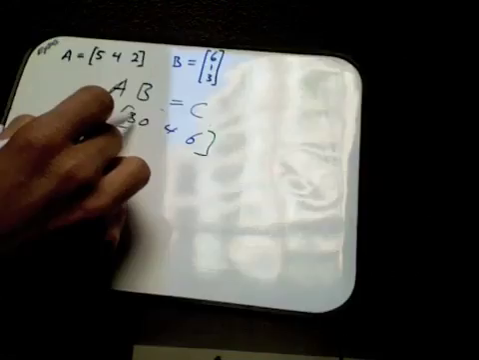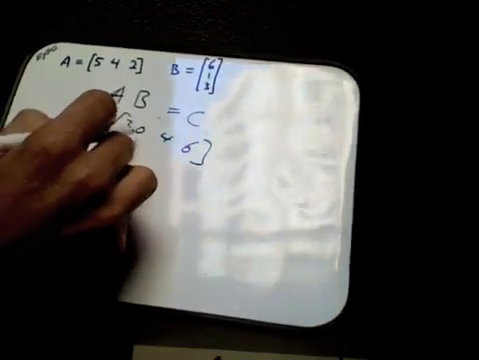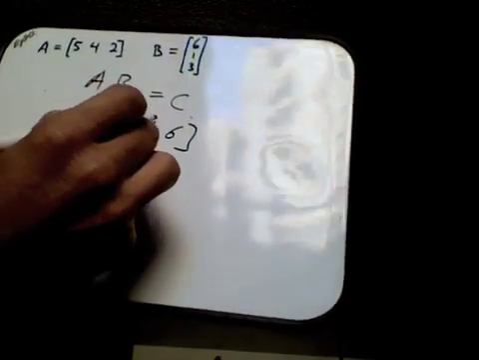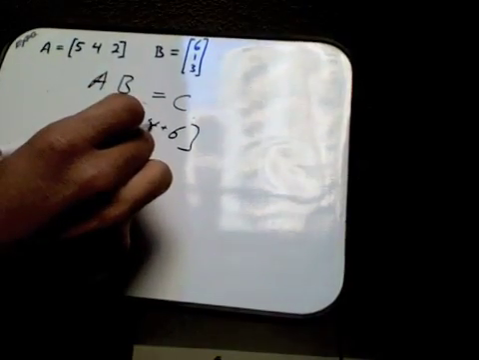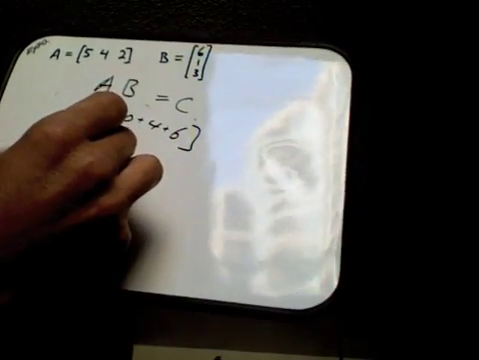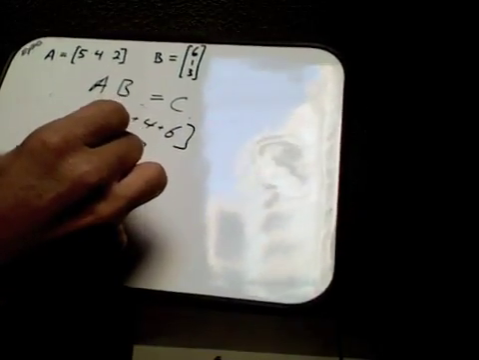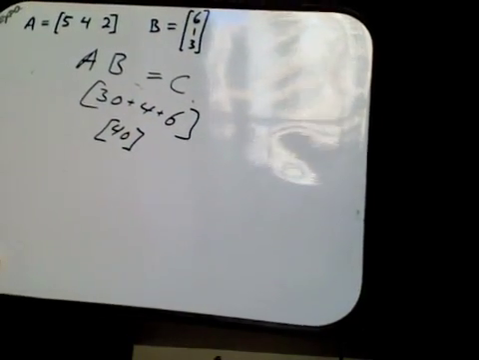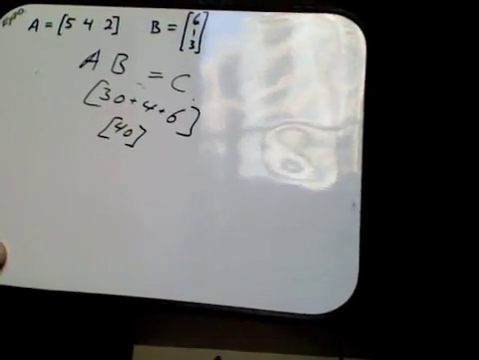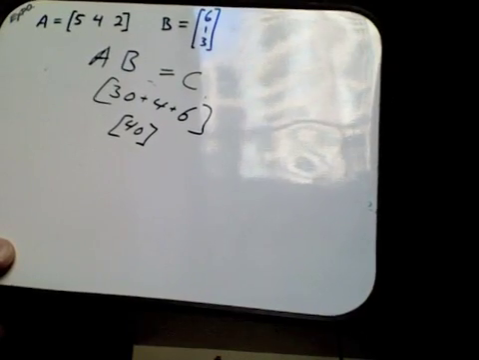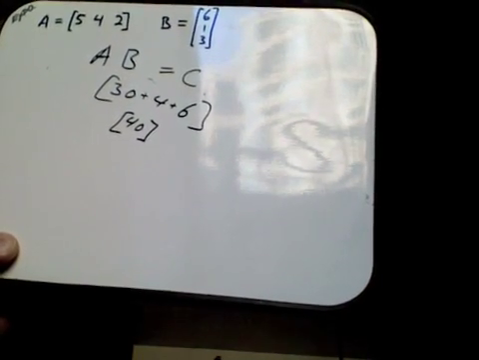Okay, so it's almost this. It's almost what you might think. All you have to do is add these together. 30 plus 4 plus 6 gives you 40. Okay? So matrix C, this 1 by 1 matrix given by A times B, is just 40. All right?